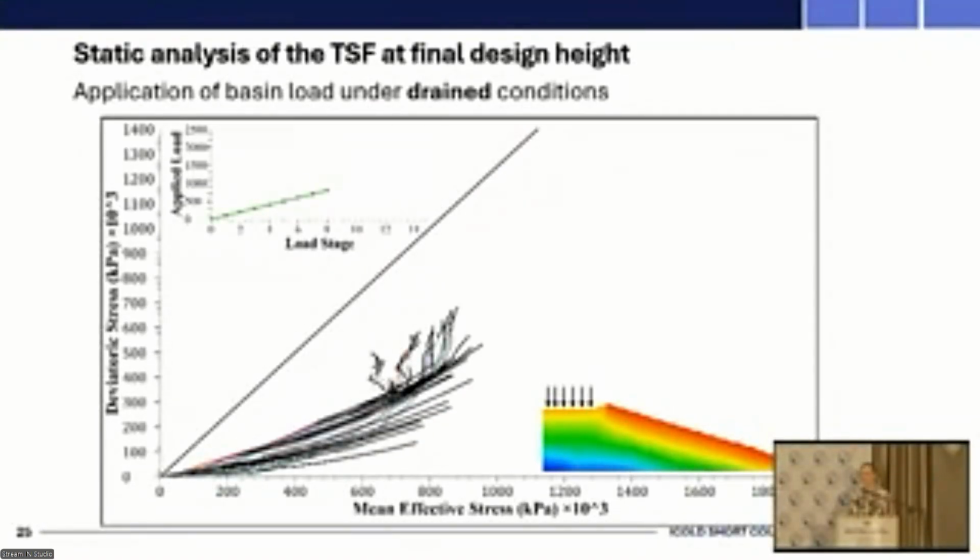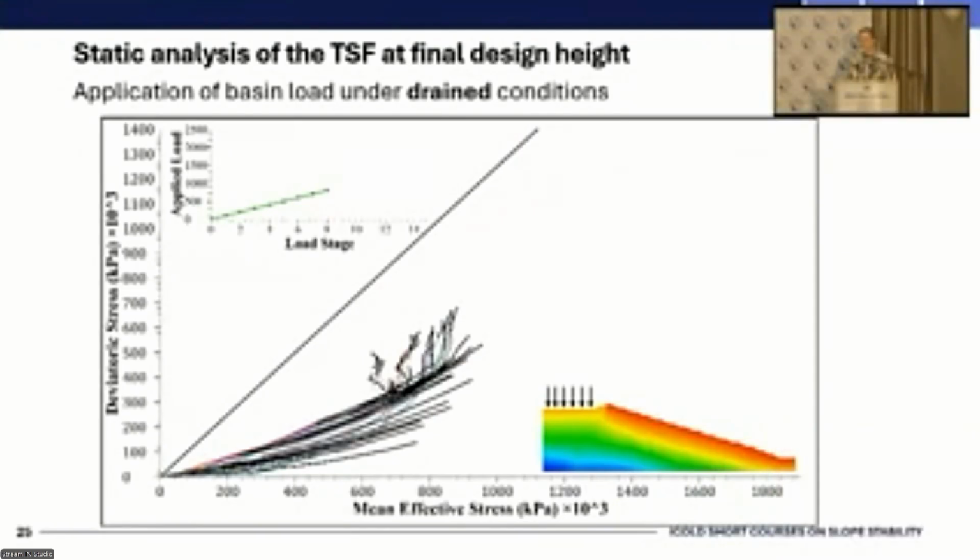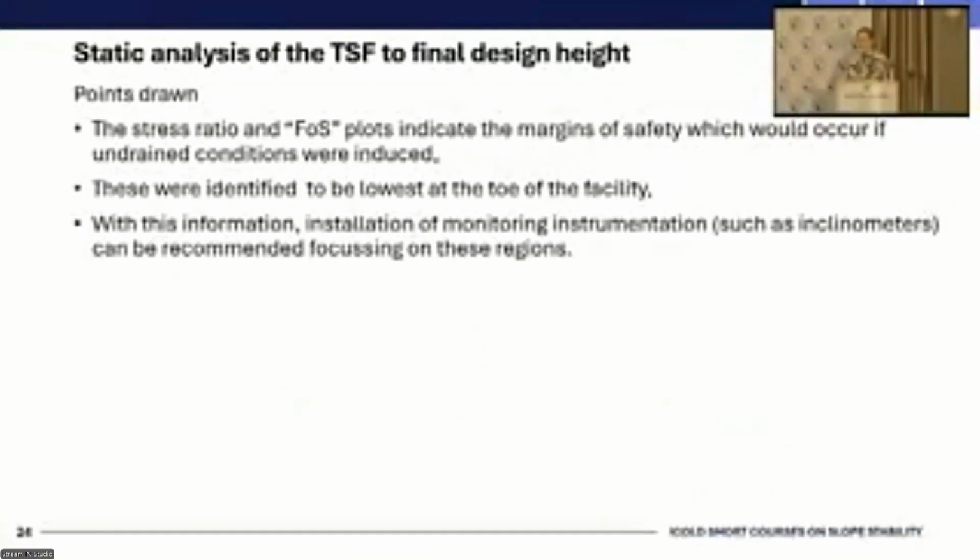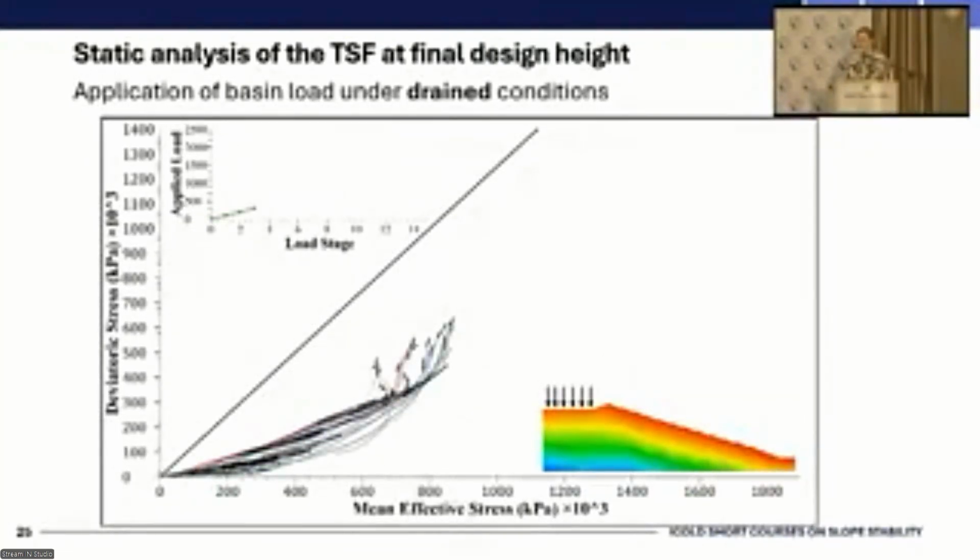Okay. So now we're going to take a look at drained versus undrained behavior. We're going to demonstrate it by applying an incremental load to the tailings dam at its final design height. So we've got the colorful stress paths, which show the stress state of the queried points up to final design height.